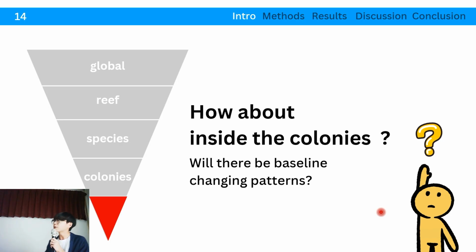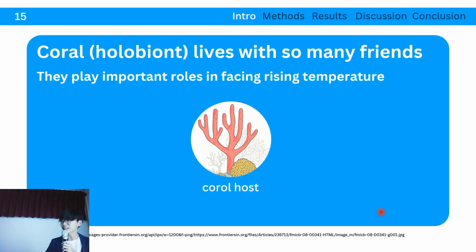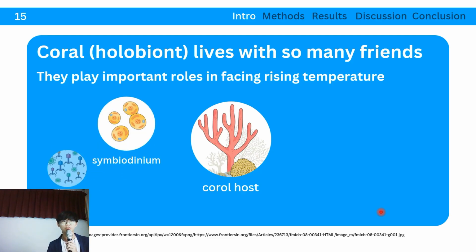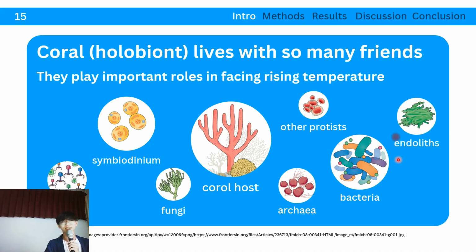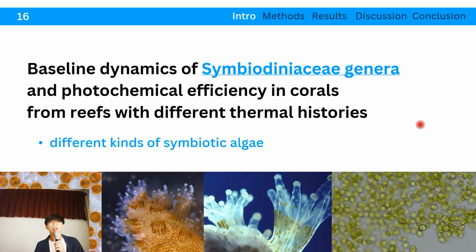So we know that corals don't live alone. The kid asks another question: how about inside the colonies? Will there be baseline changing patterns? Yes, the coral lives with so many friends like Symbiodiniaceae, viruses, fungi, archaea, bacteria, and others. These little friends play important roles in facing rising temperature. So in this study, we're trying to build the baseline dynamics of Symbiodiniaceae genera.